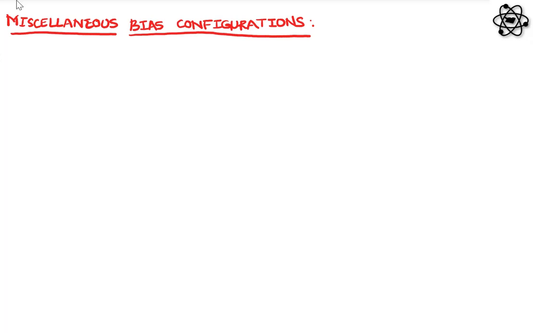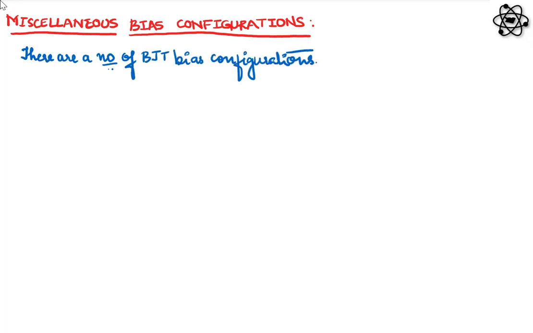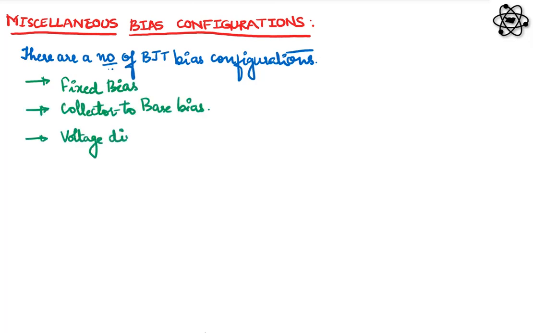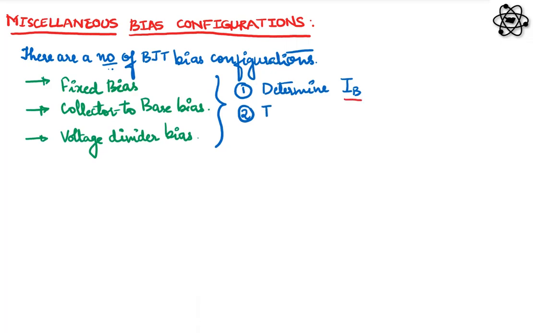The basic model includes the three bias configurations, that is the fixed bias, the collector to base bias, and the voltage divider bias. For these configurations, one would require to determine the base current IB, and once IB is known, you need to compute the collector current IC, and then VCE can be determined, that is the voltage collector to emitter.